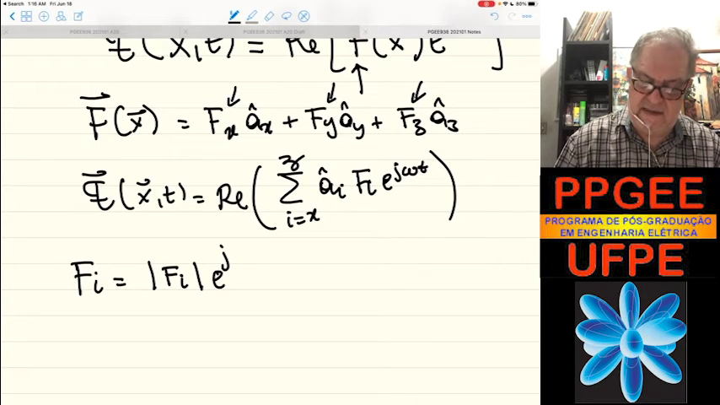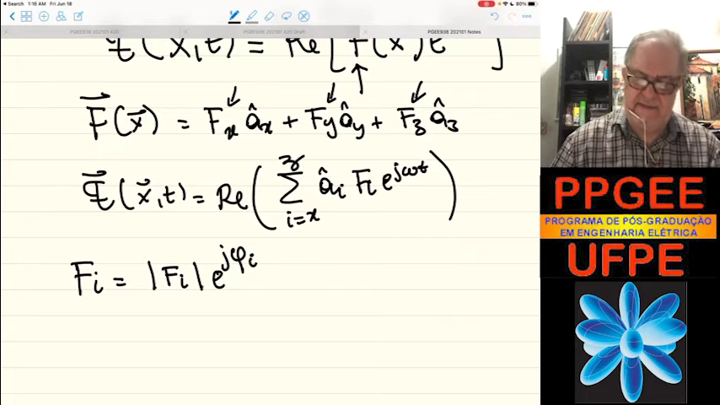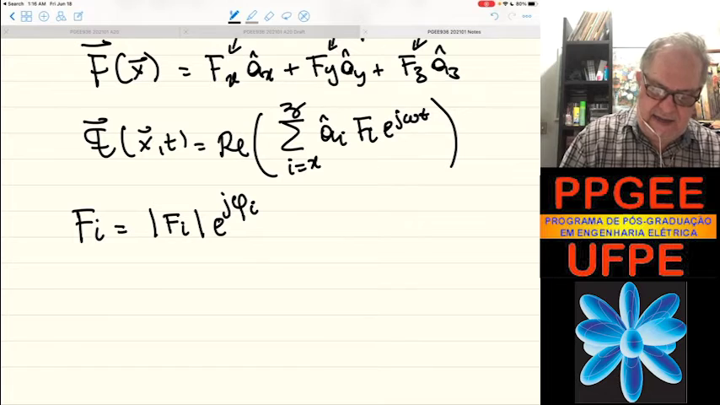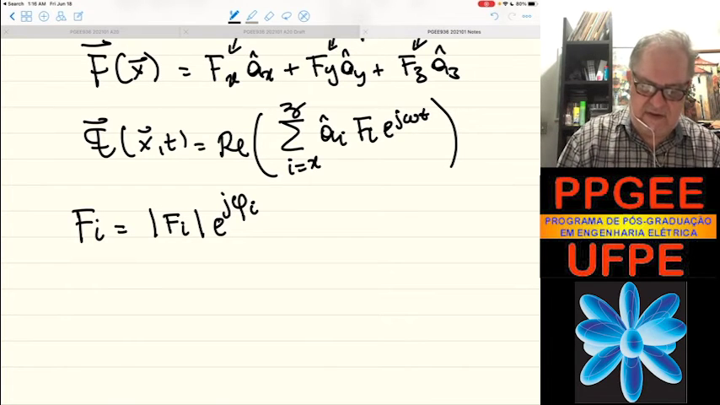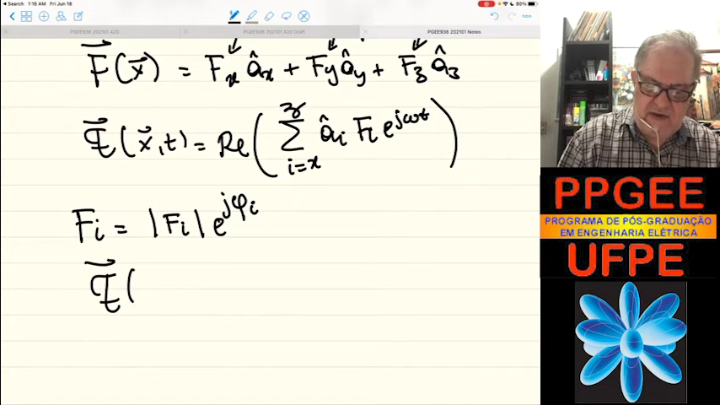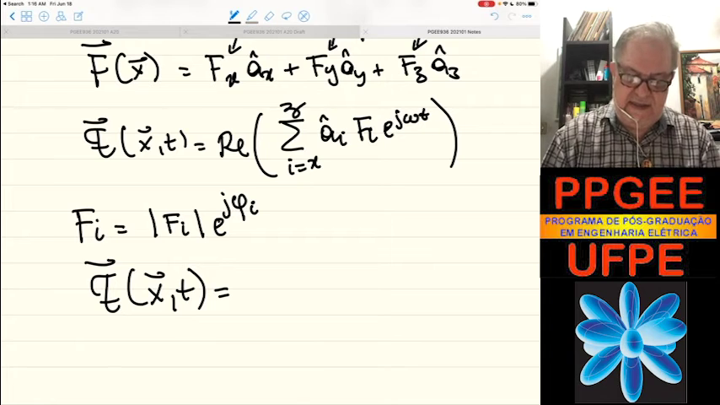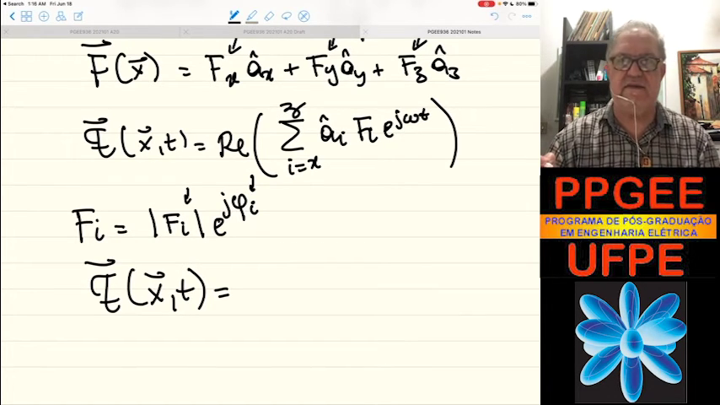Let me call it phi I, the phase of the ith component. So just to give you an idea of what the complex vector is, we're not going to be doing that all the time. Just make sure we understand what we are doing here. This thing here is a function of coordinates.